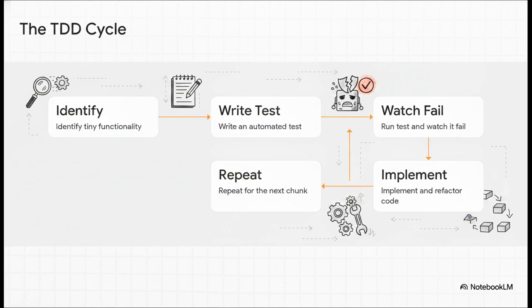Step 4, you implement just enough code to make that specific test pass. Once it passes, you refactor, which simply means you clean up the code and improve its structure without changing its underlying behavior. And finally, Step 5, once all your tests are running successfully, you repeat the entire process for the next tiny chunk.